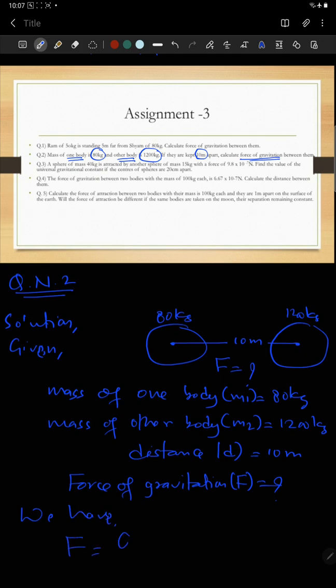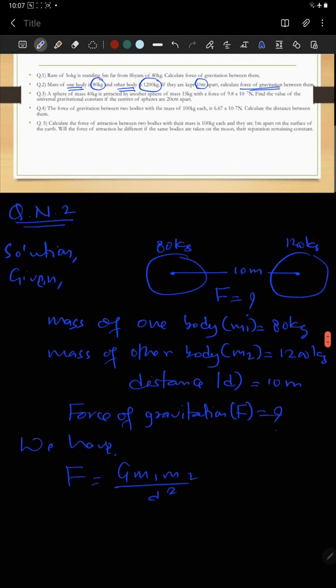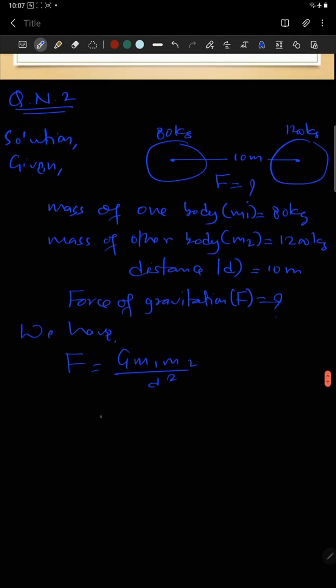Now we have F equals to capital G m1 m2 by d square, and now keeping the value of all those given quantities, capital G value is always fixed, 6.67 into 10 to the power minus 11. m1 is given 80, and m2 is given 1200 kg, and distance is given 10, so d square means 10 square. So let us do the calculation.